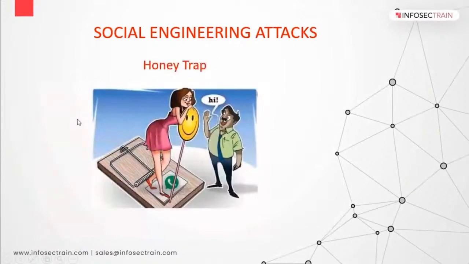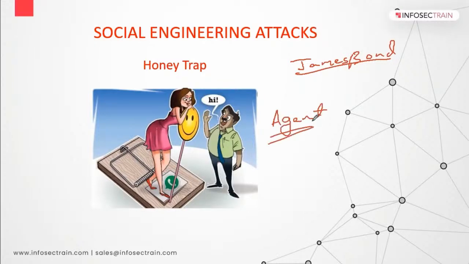Next one is your honey trap. If you can see in the image itself, what will be done? There's always an attractive lady who tries to lure James Bond or these kinds of people. That lady portrays herself as a waitress or any kind of regular worker, but actually she is an agent. Isn't it? That's what happens.